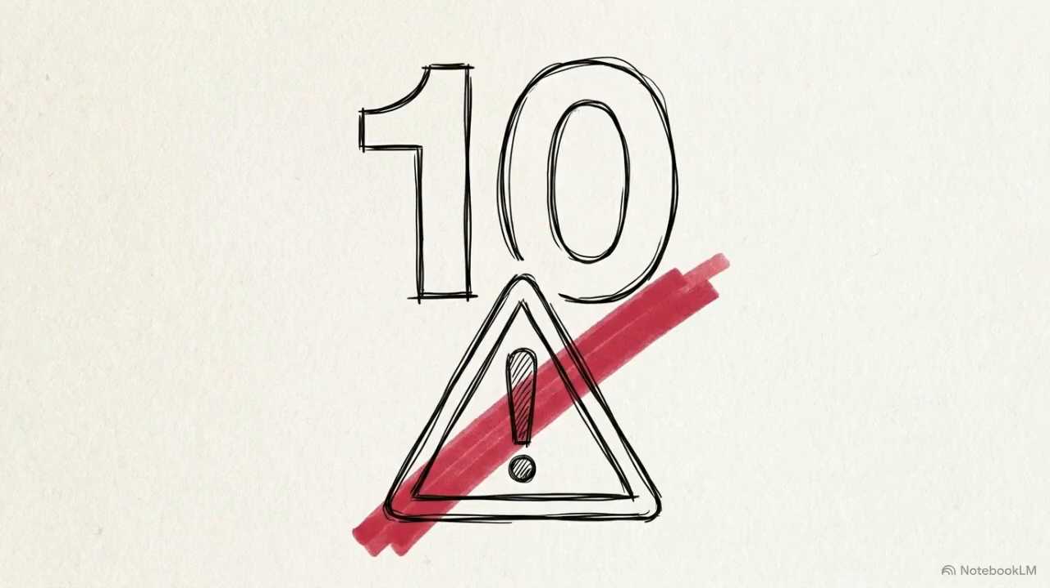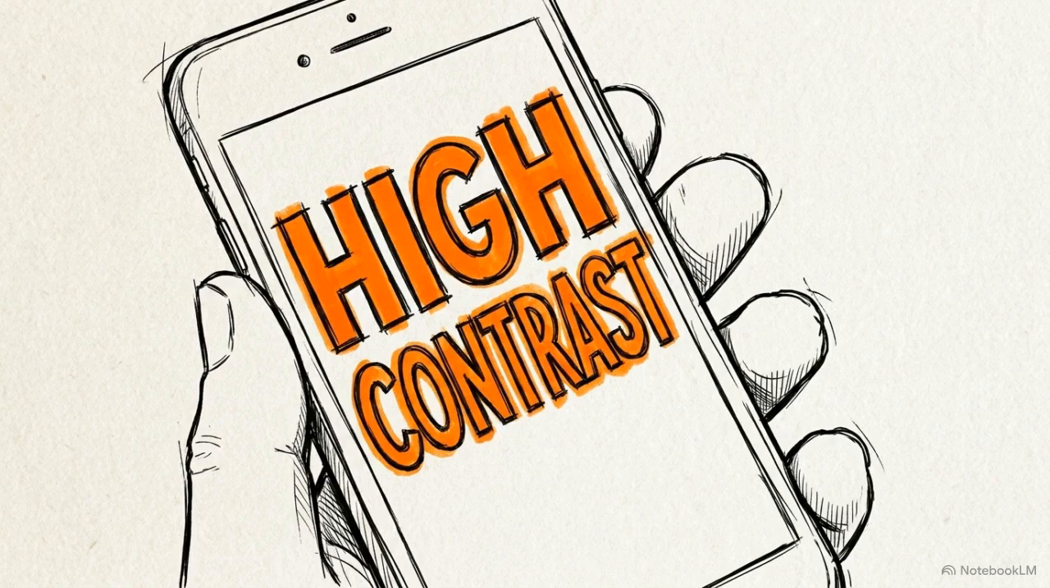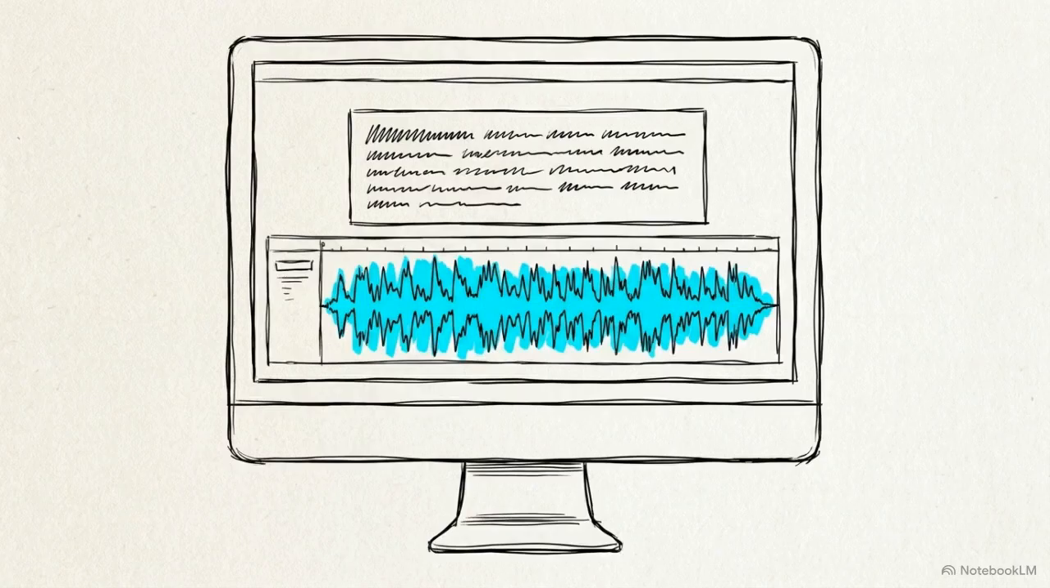Next, add your text overlays. The rule here is strict. Keep them concise and never exceed 5 to 10 words per slide. You must use large, bold fonts with high contrast colors so that the text remains entirely readable for viewers on mobile devices. For the narration, run your script through a text-to-speech tool like 11 Labs.